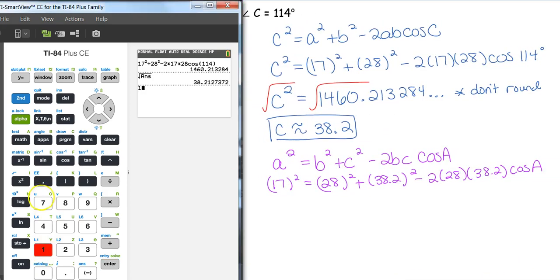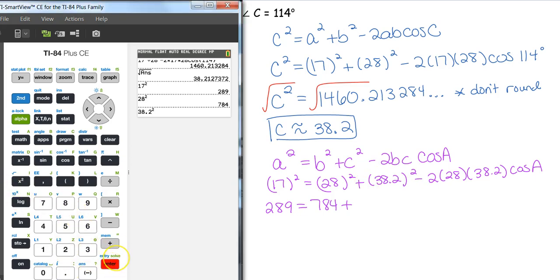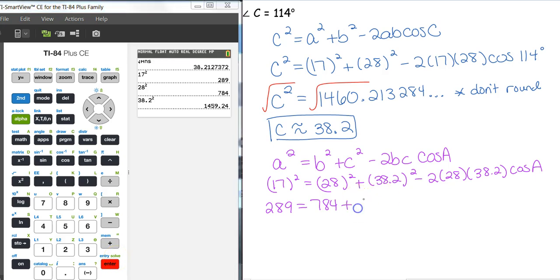So in our calculator, we're going to do 17 squared, which is going to give us 289. We're going to do 28 squared, which is 784. We're going to do 38.2 squared, which is going to give us 1,459.24. Now we want to be careful.